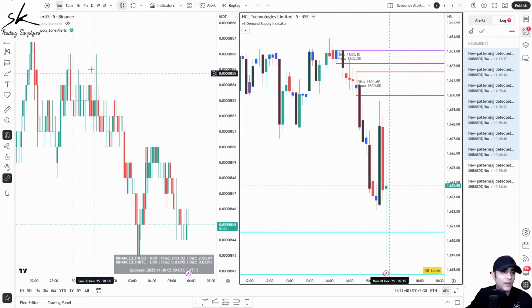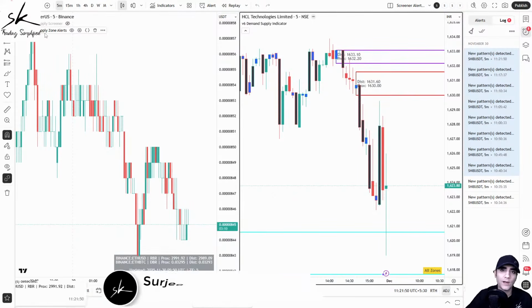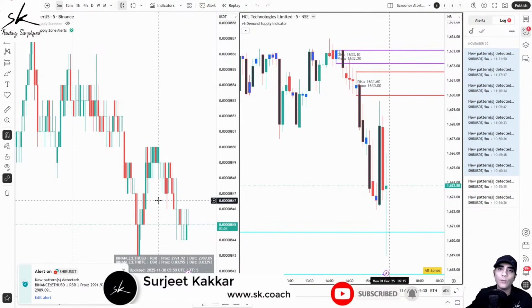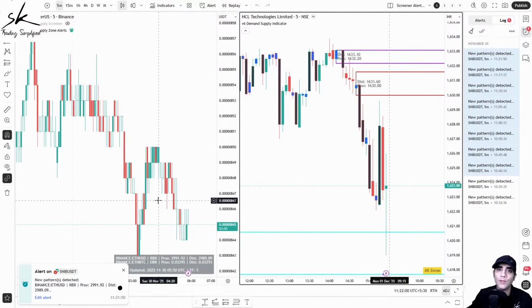So starting with alerts. What alerts basically do is, see, first thing you have to remember is that alerts only work during the live market. And as of now, only the crypto market is live. So you can see I just got an alert. So let's start with this example itself. As of now, only the crypto market is live, so that is why I'll only be able to show you examples from crypto.